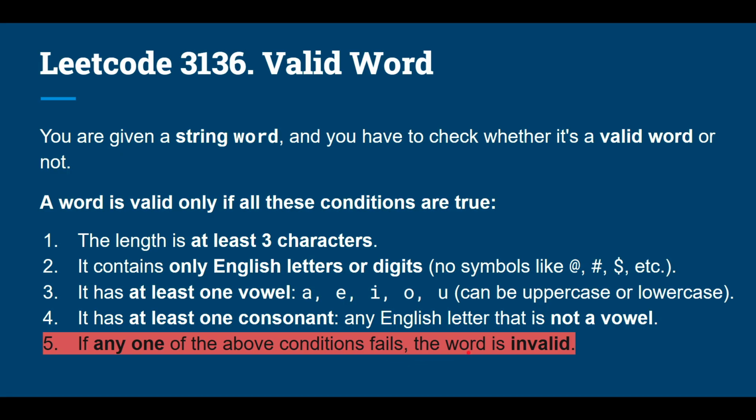Okay, so you pause this and understand what the conditions are. The first is that the length should be at least 3 characters. The second is that it should contain only English letters and digits, no symbols. The third is that at least one vowel should be there and one consonant should be there. And if any condition fails, it means it's invalid.